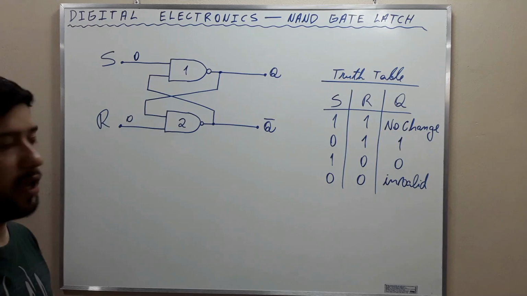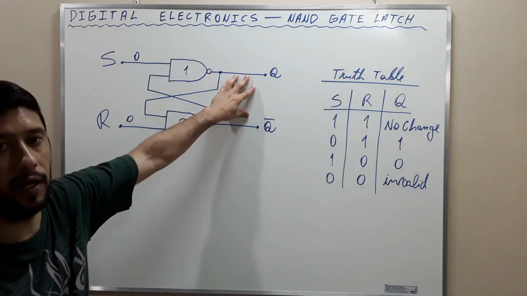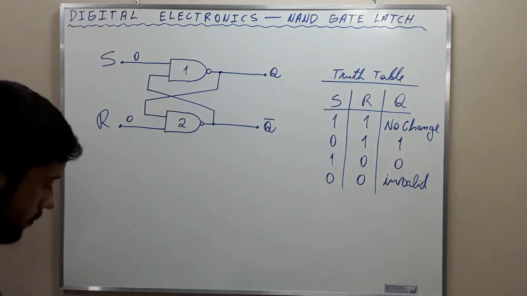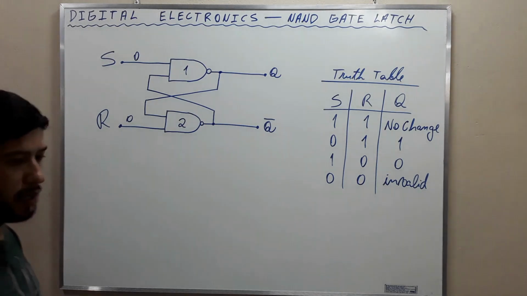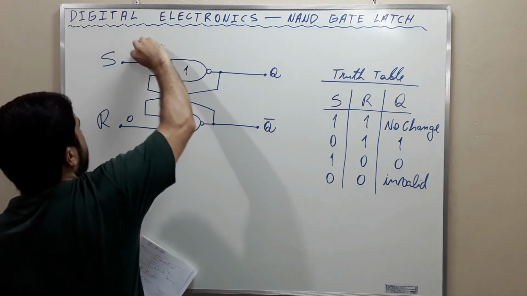And the last possibility is when both set and reset are 0. This produces an invalid situation because the outputs are unpredictable. Okay, now let's set the latch.